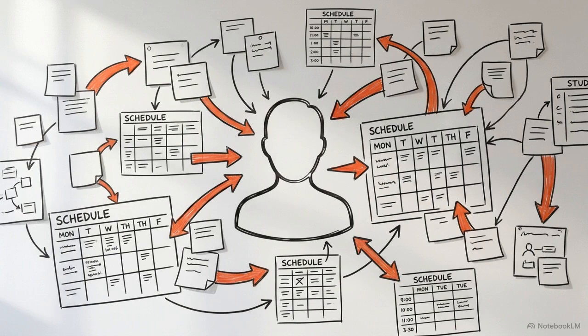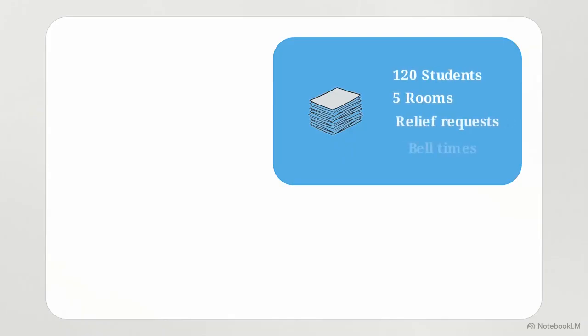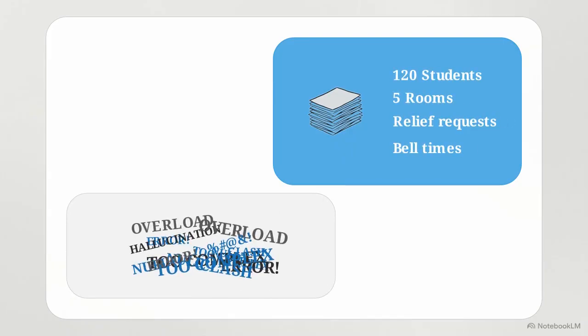You are standing in front of a whiteboard, trying to juggle 5 rooms, 120 students, a handful of guest speakers, and an influx of teacher relief requests. The cognitive load of coordinating all these moving parts at once is overwhelming. The common instinct is to open an AI tool and dump every constraint, bell time, and student count into one massive prompt, demanding an immediate schedule.